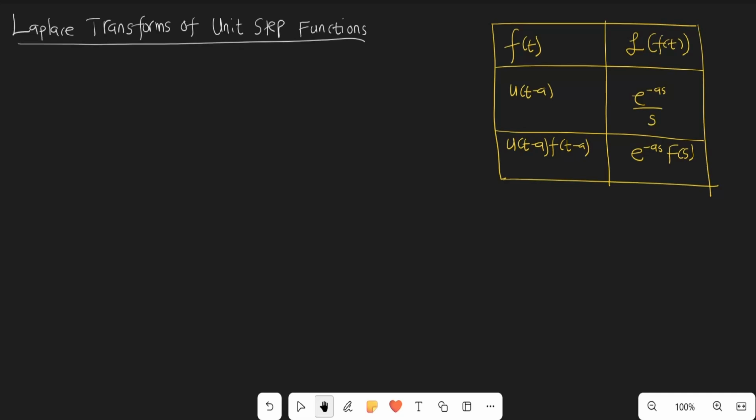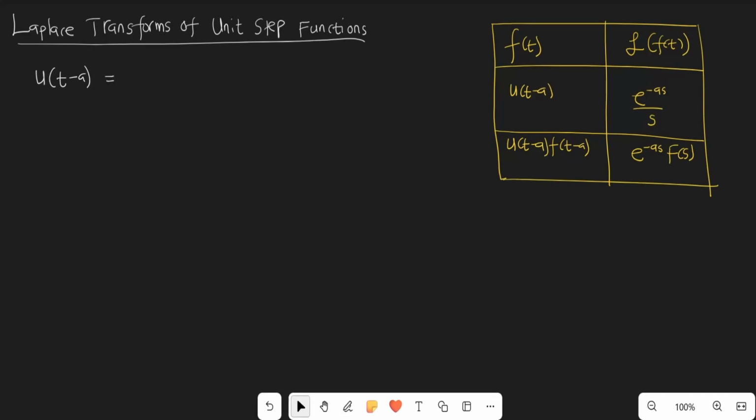In my previous video, I introduced you to the concept of the unit step function and how to take the Laplace transforms of the unit step function. In this video, we are going to use the results that I derived from my previous videos to solve the Laplace transforms of unit step functions. Let me refresh your memory with the definition of the unit step function u of t minus a.